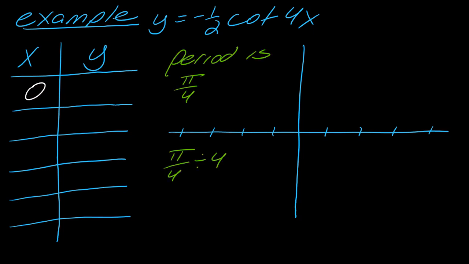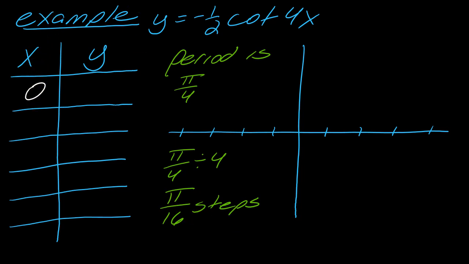So like we said, the period is pi/4, so I need to divide that into 4 equal parts. So I take pi/4 divided by 4. I've been making too many videos today. And this becomes pi/16. So these are the steps that I need to take.